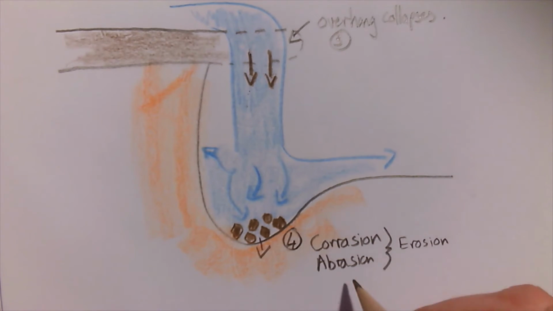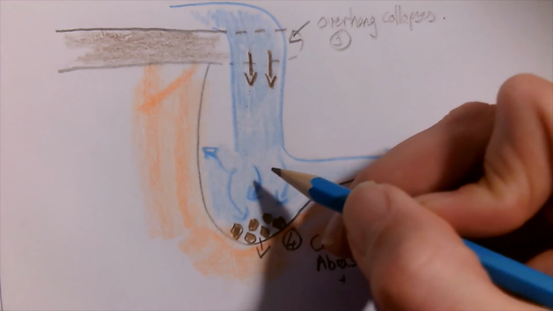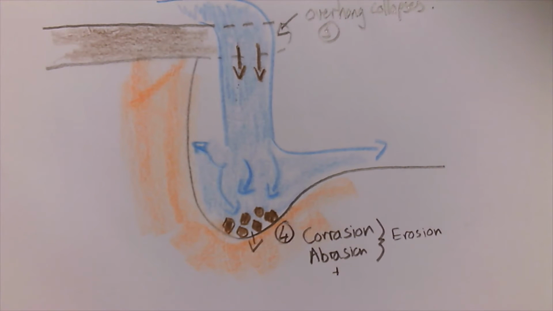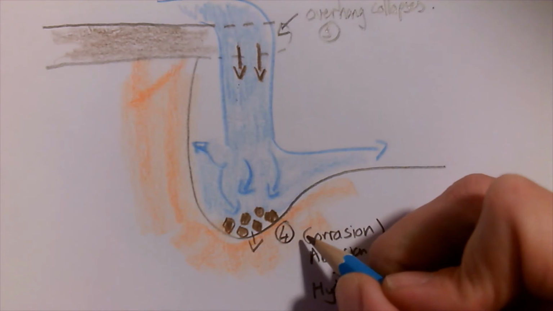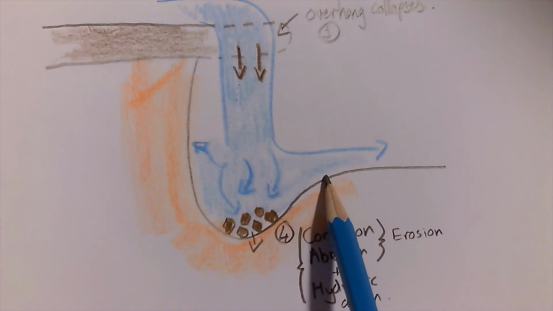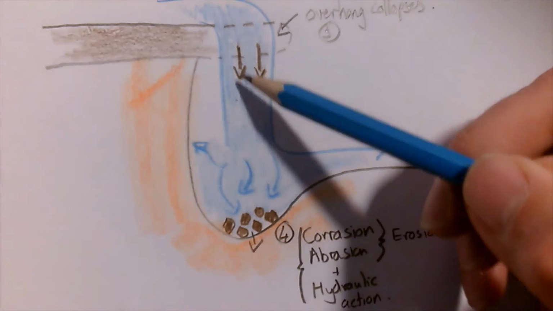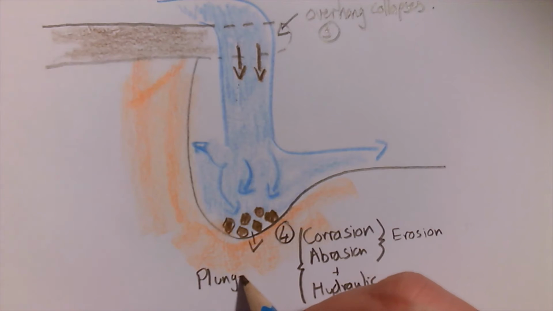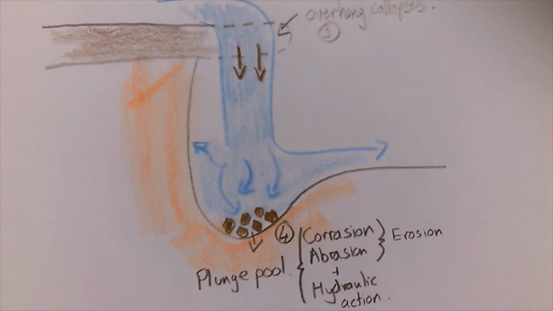which are both forms of erosion, but also the power of that water crashing into the bed will cause hydraulic action to further increase the rate of erosion. And all of these processes together will create this area of deeper water directly beneath the waterfall, which we call a plunge pool.